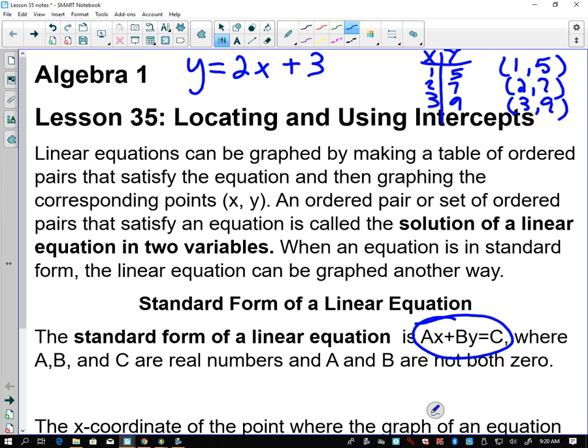So that's our standard form. It's where we have our x value and our y value on one side of the equation and our constant on the other. And A and B are both not 0.